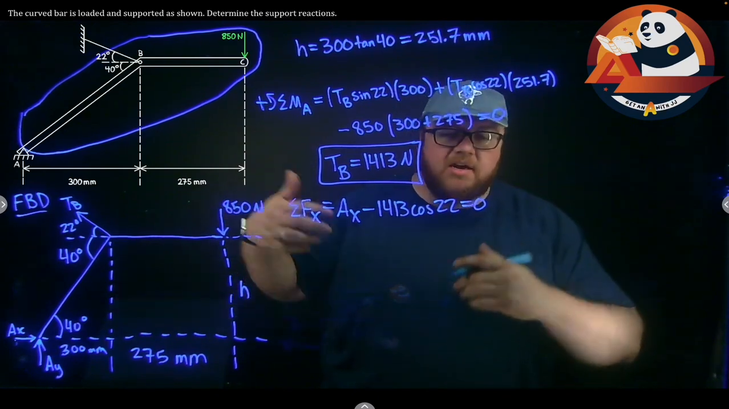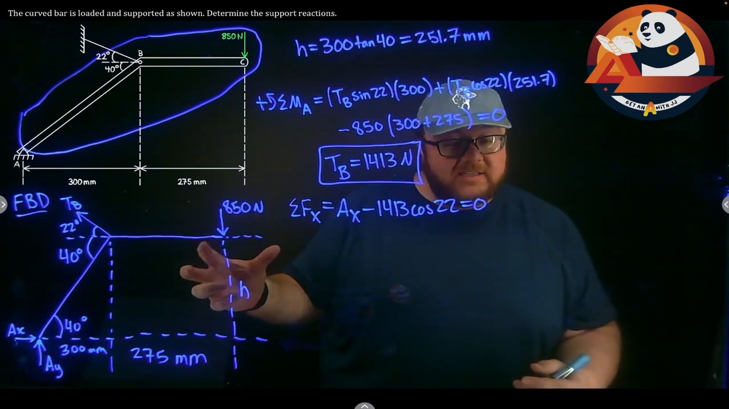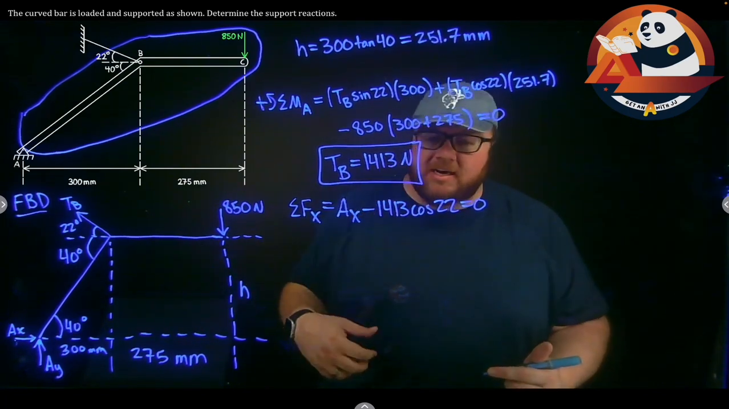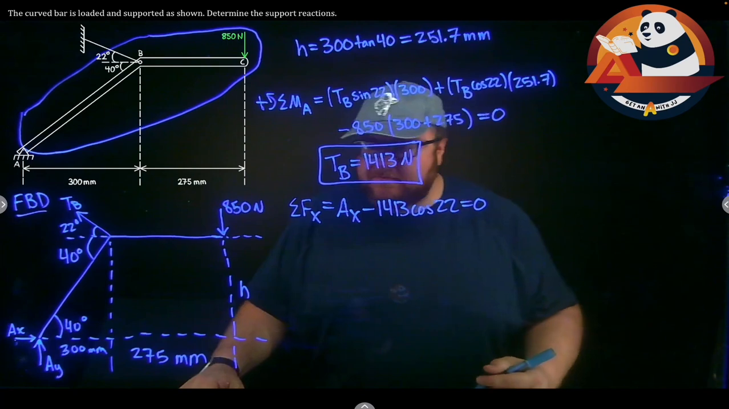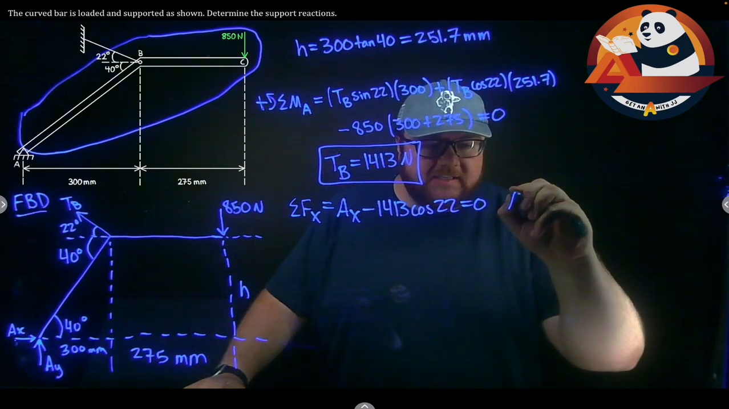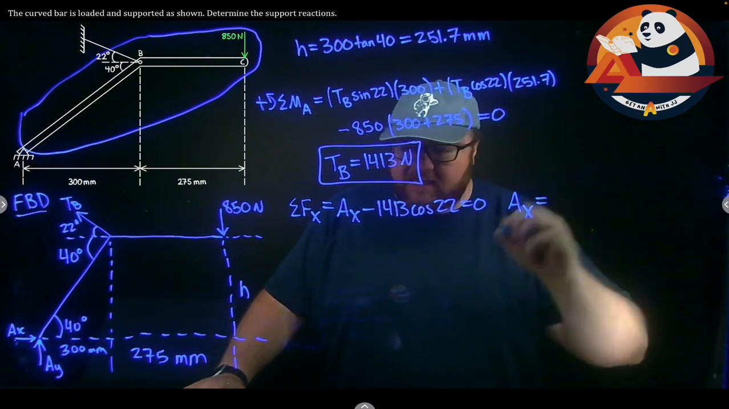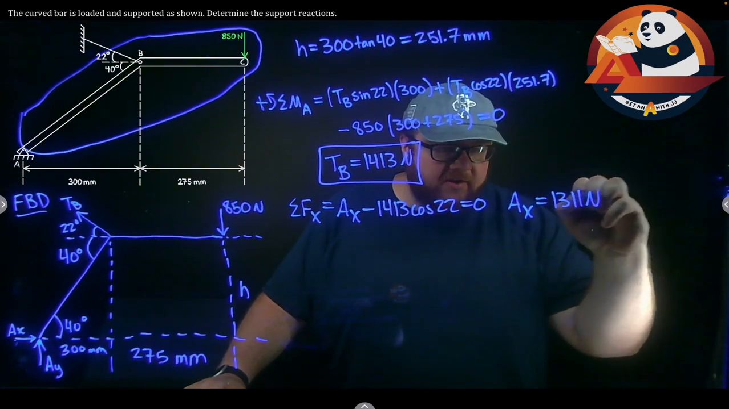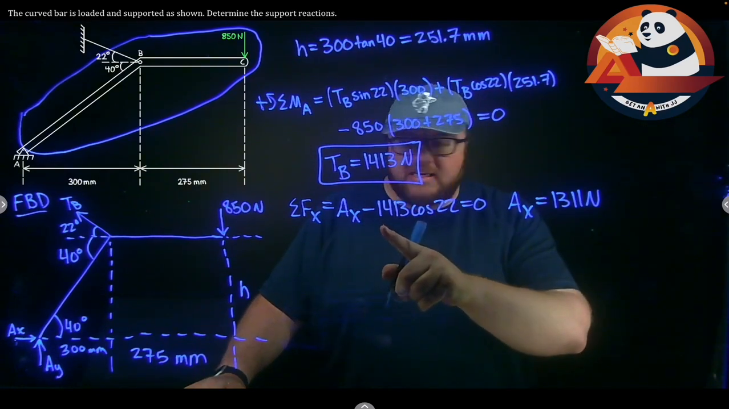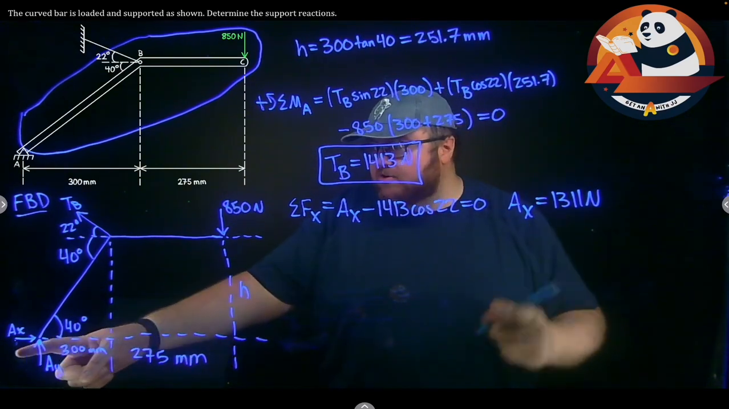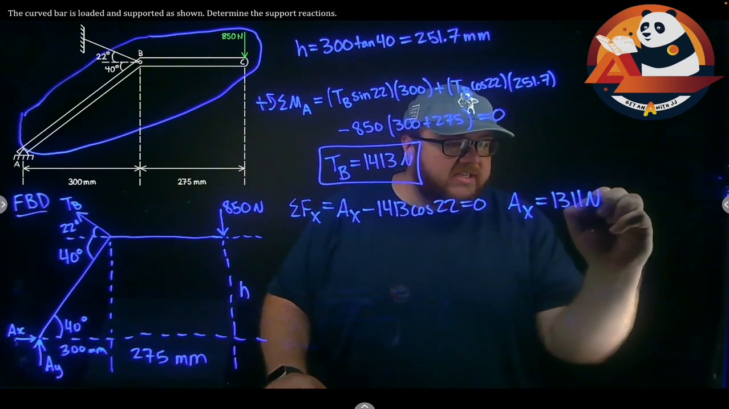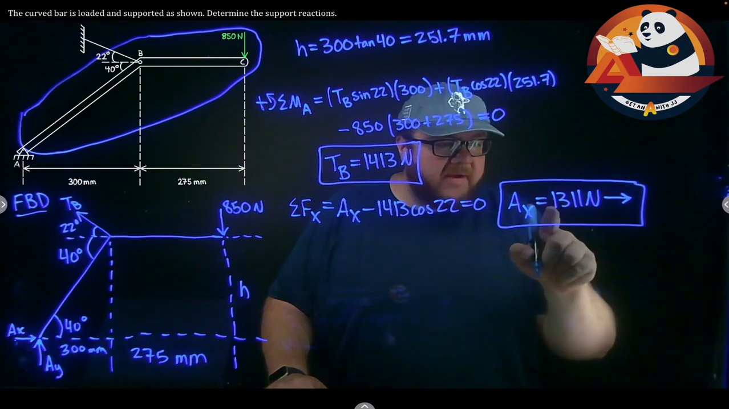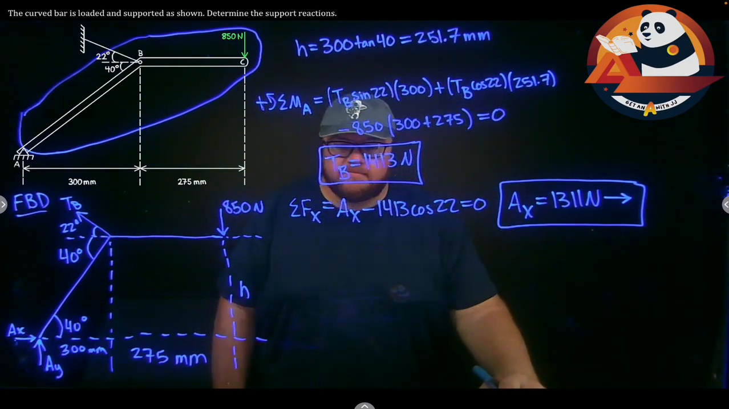It'll help you be more likely to get the correct answer, less likely to make errors, which is what we want from our engineers, not making errors. So do the small steps that help you be successful. If I solve that for AX, this one solves to be positive 1,311 newtons. When I get this as positive, what that's telling me is I assumed the right direction in my free body diagram, so I should say to the right. Put an arrow in there. That way we are getting magnitude and direction.